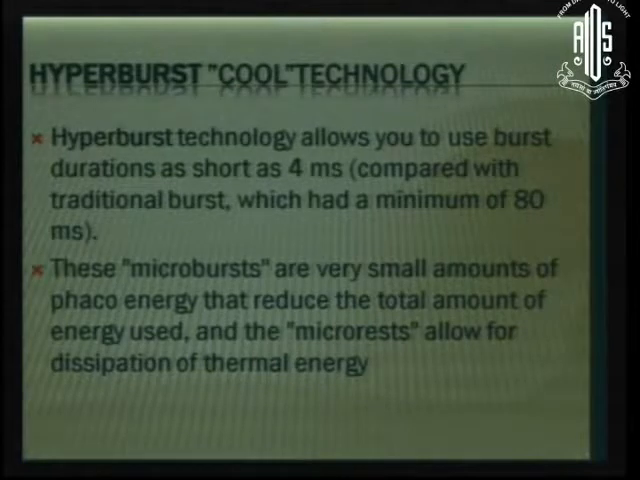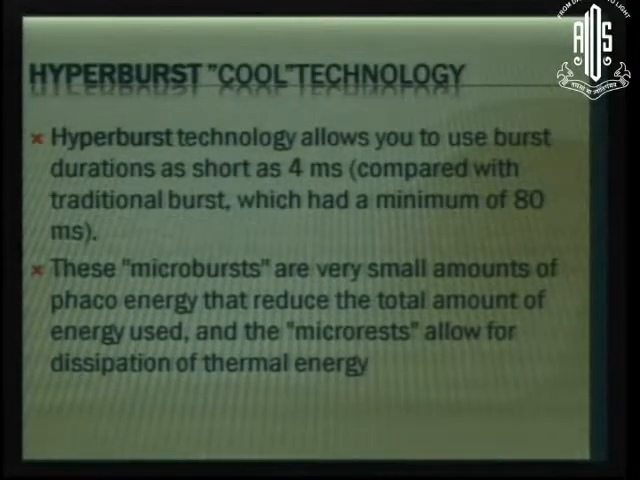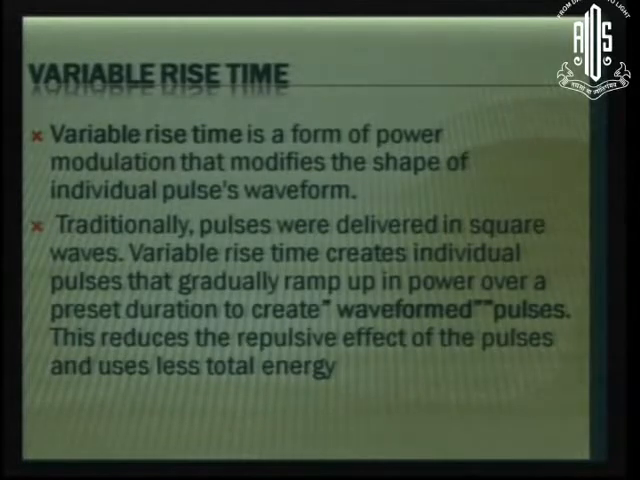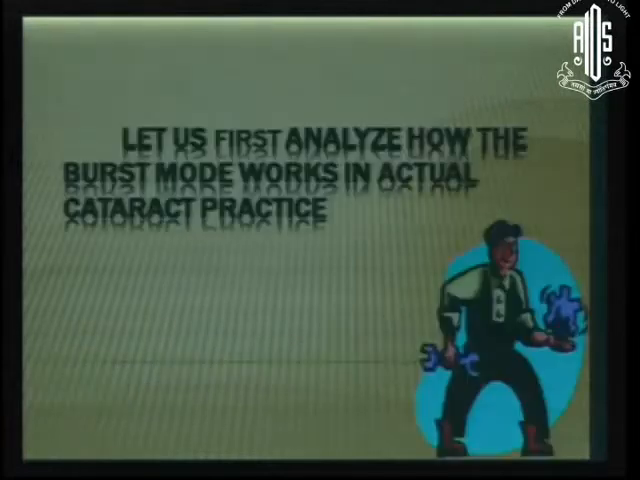To complicate matters further, you can also have what is known as a hyperburst cool mode, which allows you to have durations as less as 4. These we call microbursts. And these microbursts reduce the total quantity of energy used. So some of the machines now have microburst capability. So put your machine onto multiple bursts, set it on microburst with a variable rise time, and that will give you the best quantum which you can utilize. Sounds Greek and Latin, but what we need is enough theory, as I said. Let us see it in action.